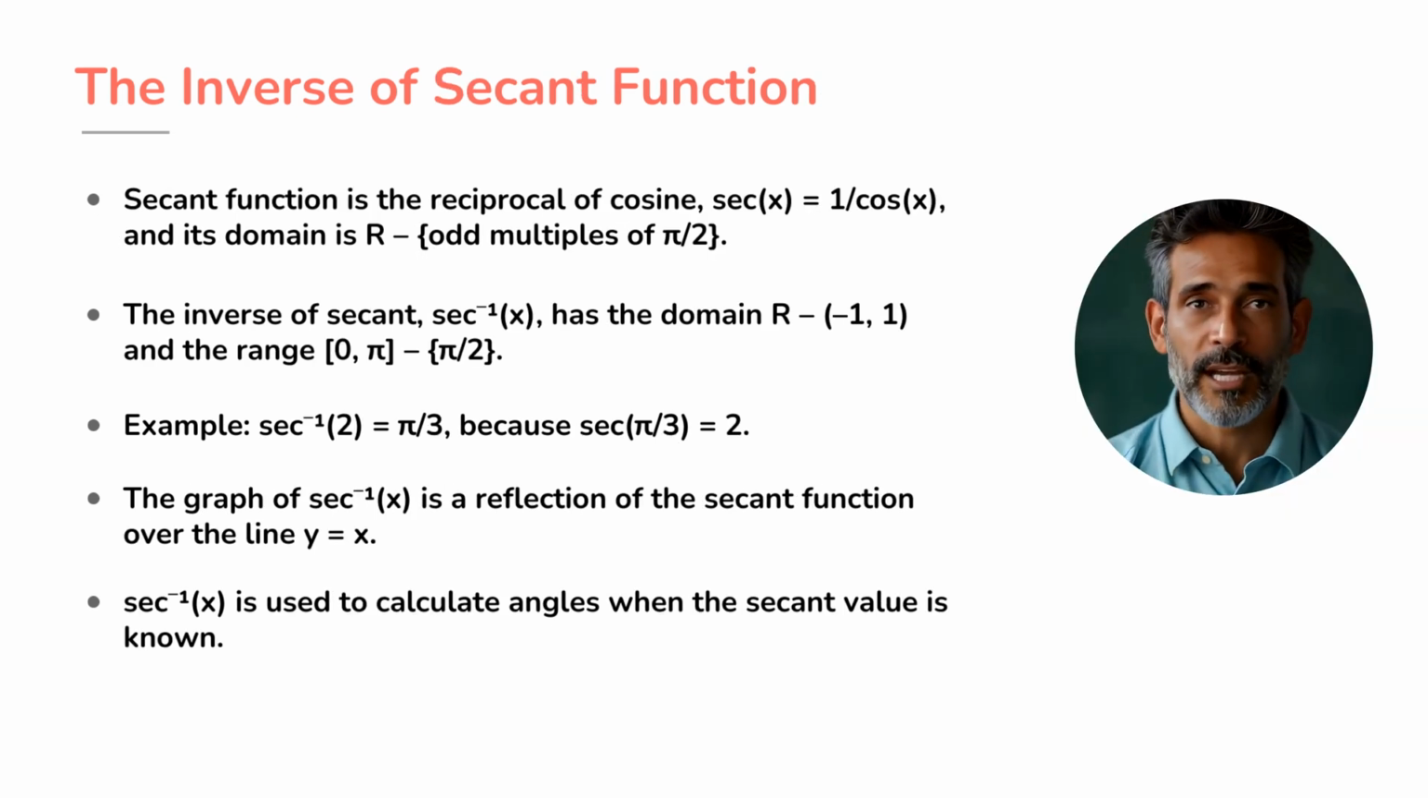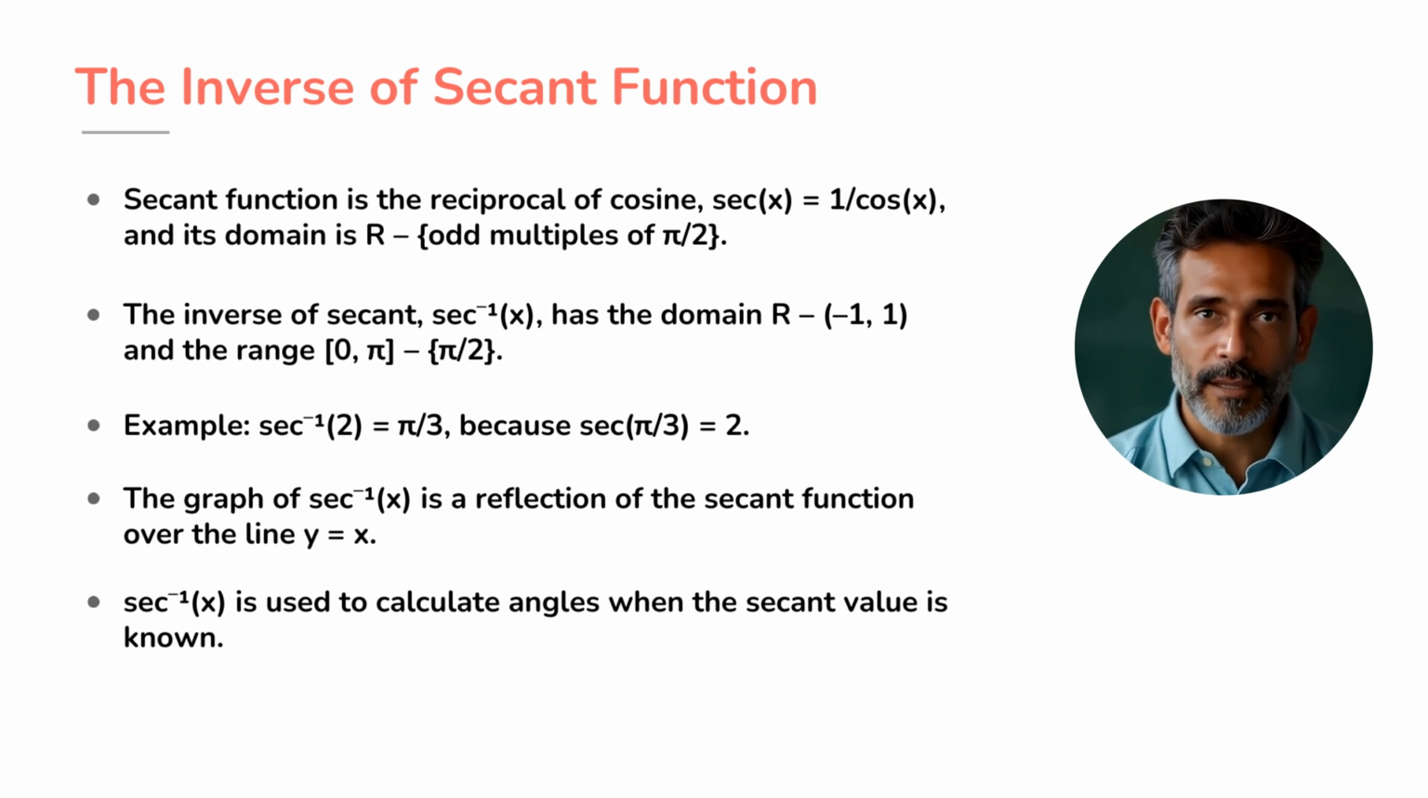Let's move on to secant, which is the reciprocal of cosine. The inverse of secant is denoted as secant to the power of negative 1, or arcsecant. Its domain is R minus (-1, 1), because the secant of an angle can never lie between negative 1 and 1. The range of secant to the power of negative 1 is from 0 to pi, excluding pi over 2, which gives us the principal value branch. This is useful when we want to find an angle given the secant of the angle.